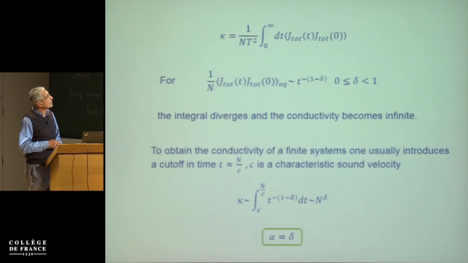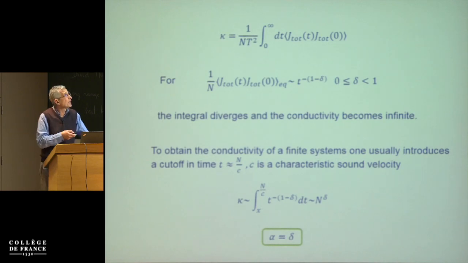Now, typically for these systems, as I said before, the total current correlation function decays at large times as 1 over t to some power which is smaller than 1, which means that if you want to calculate the heat conduction, you take the integral of that.